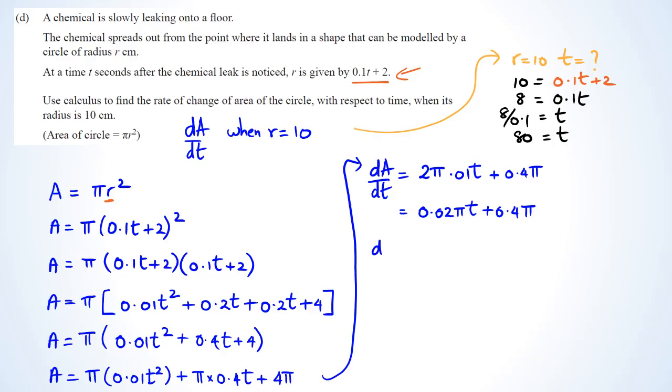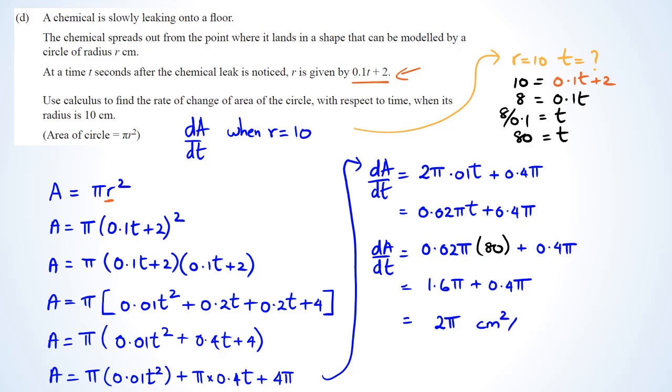Now that I have t, I can go back to my function of dA/dt and substitute t as 80. So it'll become 0.02 pi multiplied by 80 plus 0.4 pi. So in the end, what I have is 1.6 pi plus 0.4 pi, because 80 times 0.02 is 1.6. Simplifying this, 1.6 plus 0.4 pi will be 2 pi. And that's basically it. At this point, I can leave it as 2 pi centimeters squared per second.